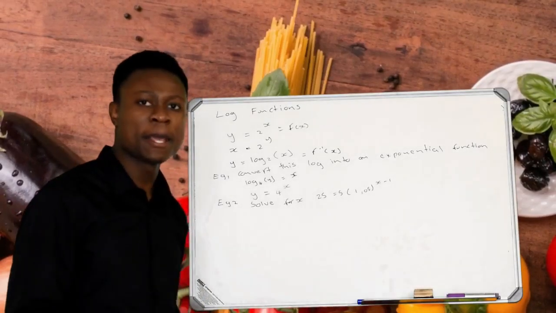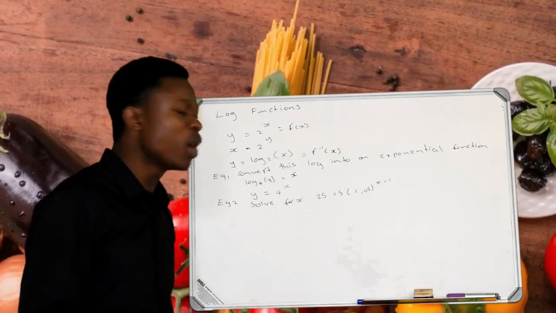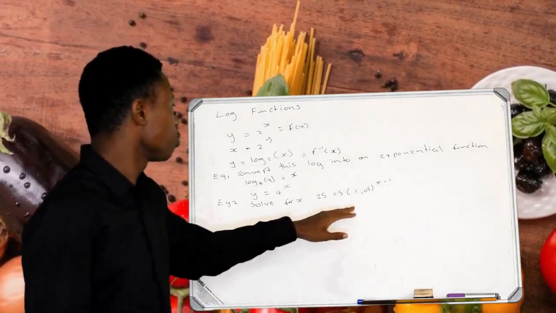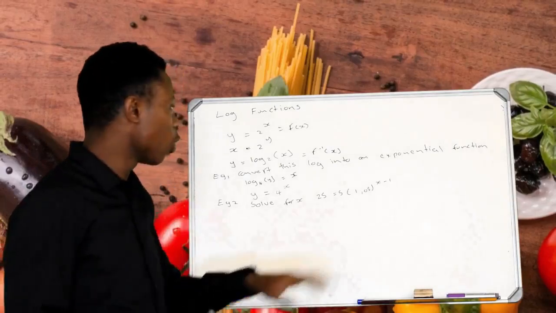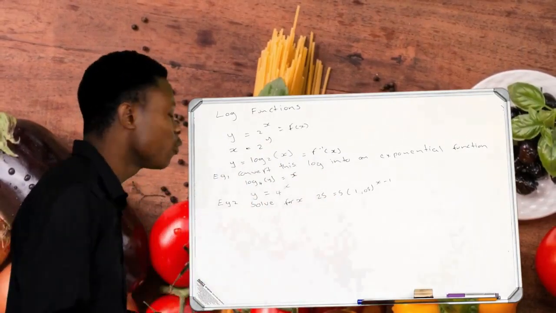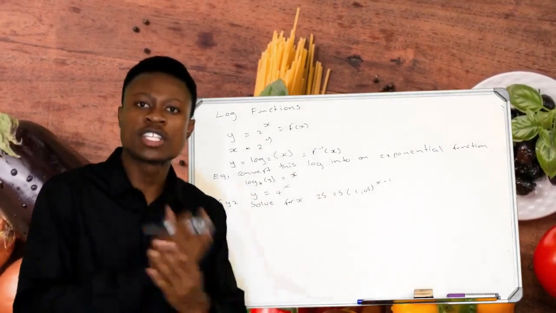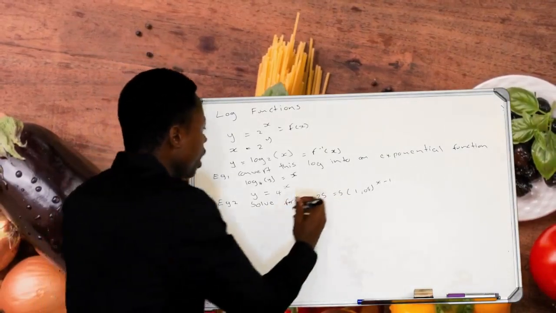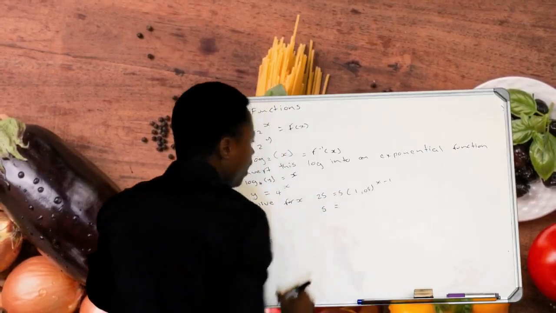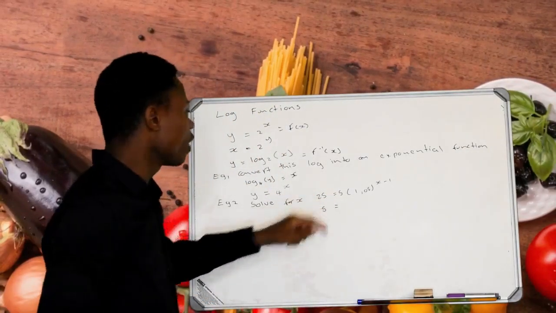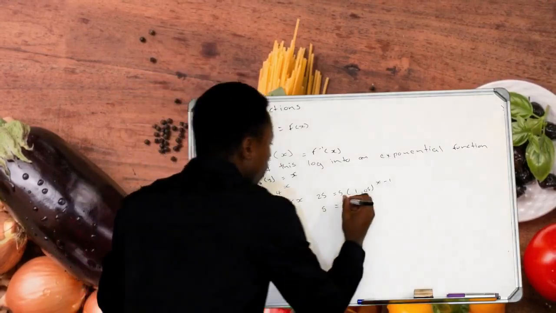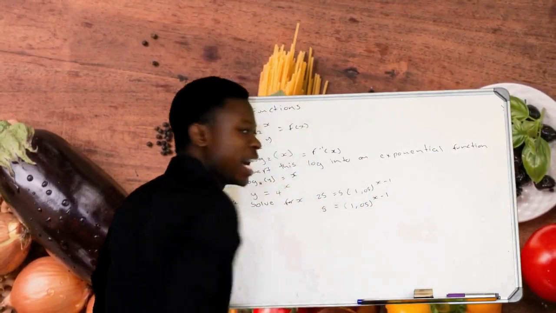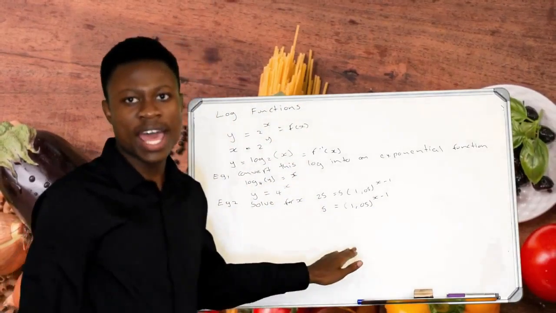I start by asking, what do I want to do? I want to get x by itself, so I need that whole exponent expression by itself. So what do I do first? I divide both sides by 5. If I divide both sides by 5, 5 divided by 5 is 1, and 25 divided by 5 is 5. And I'm left with 1.05 to the power of x minus 1 equals 5. That's what I have now.